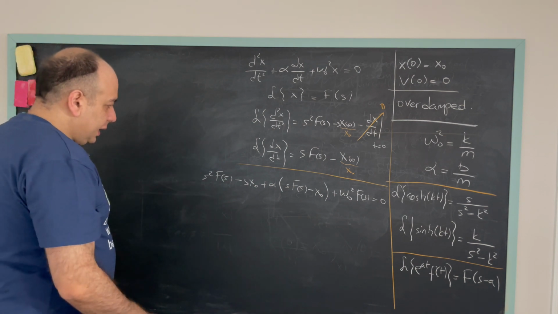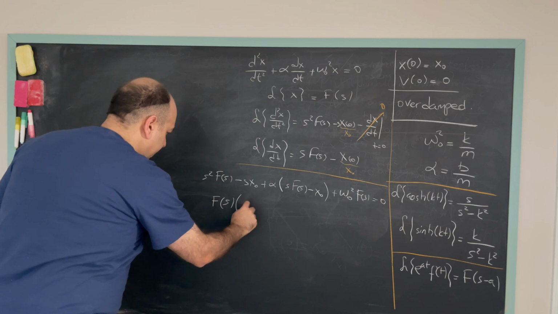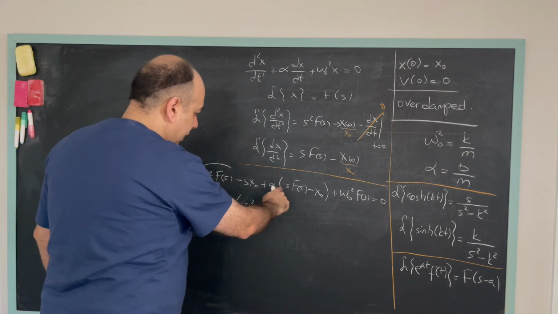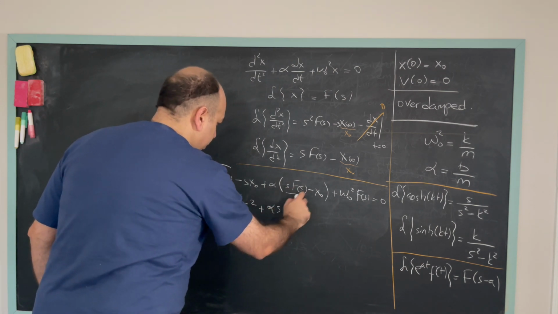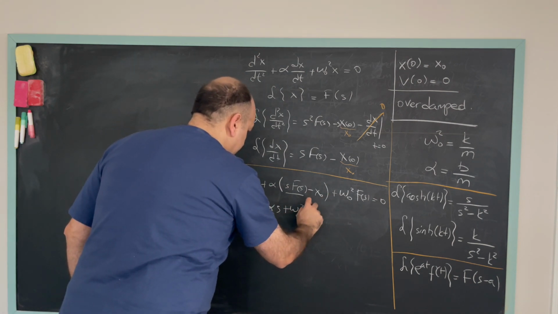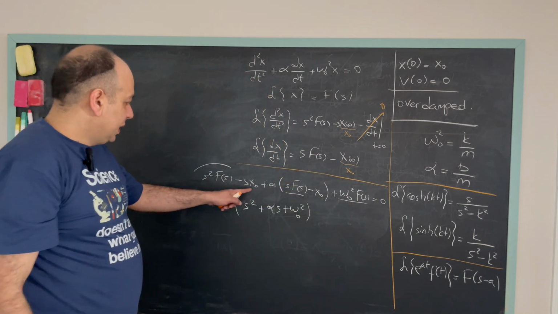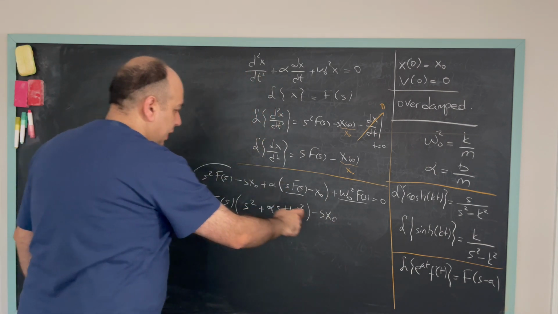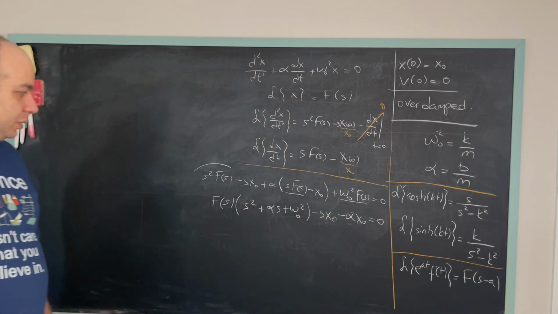So now we can take F of s in parentheses. We have s squared, the first term here, and then I have plus alpha s, this term here, plus omega naught squared. And this term is gone. So what's left is minus s x naught and minus alpha x naught, which is equal to 0. Good.